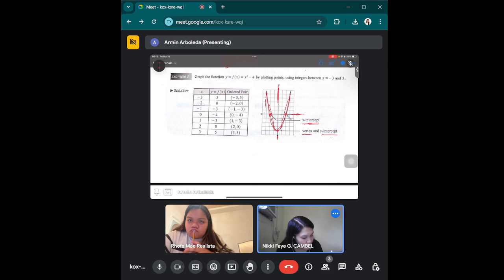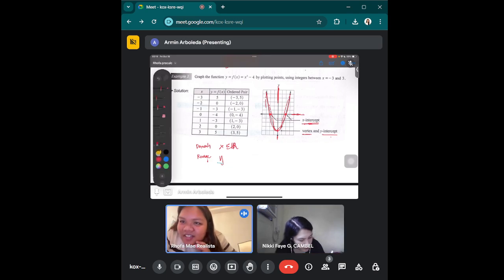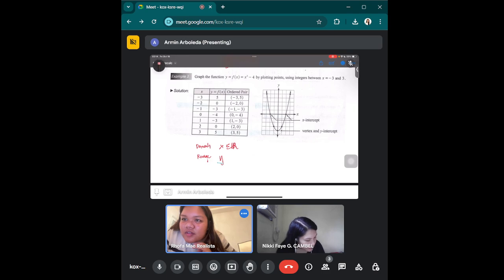So the domain for this one would be what? All real numbers. All real numbers still. How about the range? What's the lowest point? Is it 1? Is this vertex 1? I can't really see. Oh, okay.